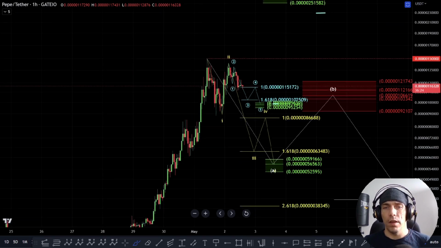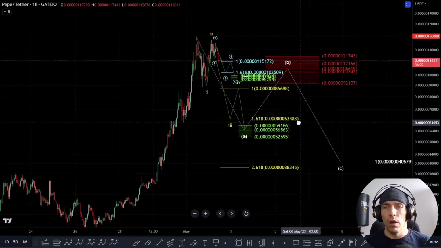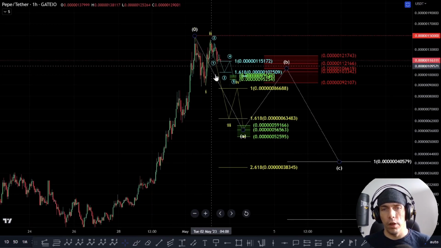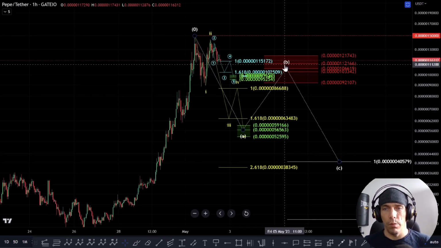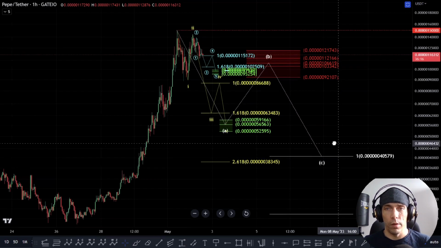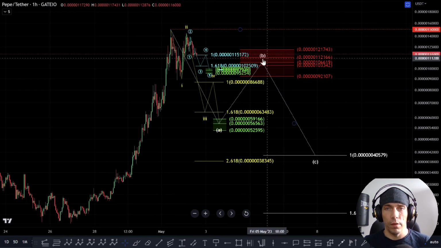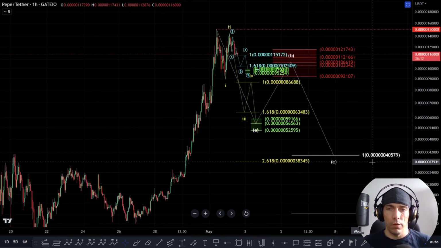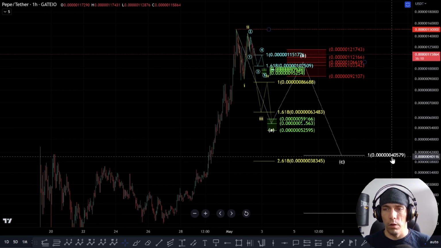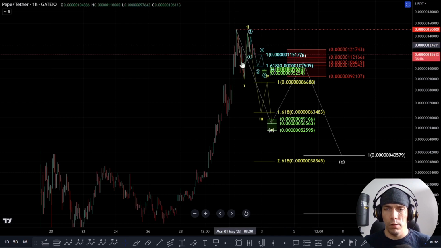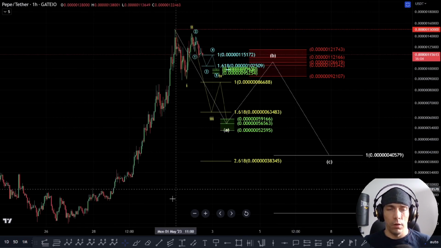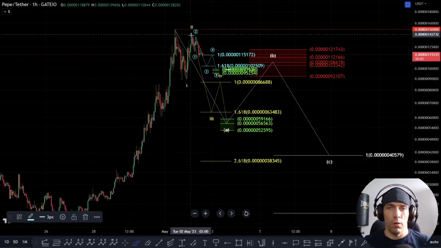And this would basically be looking for that possibility of actually having a bigger corrective structure here, where this would become an A wave, we get a B wave up, and then we get a C wave to the downside. Now, depending exactly on where these form, this could mean that we actually see a move back down into these lower ranges here of this 040579 area. So we need to just be cautious of this.